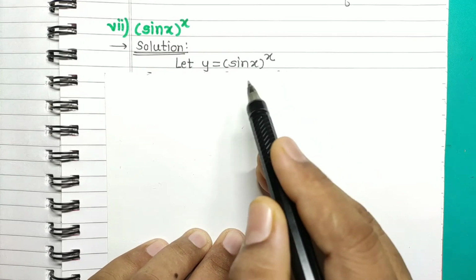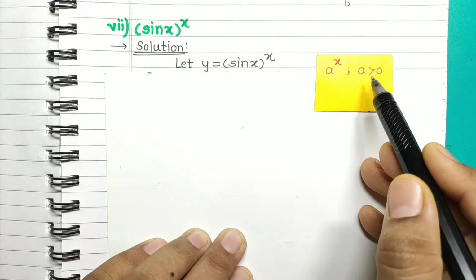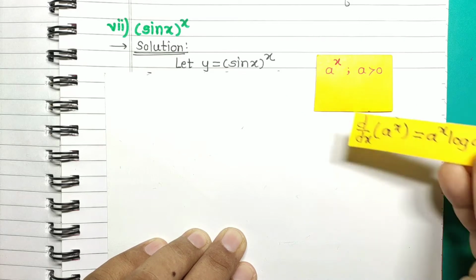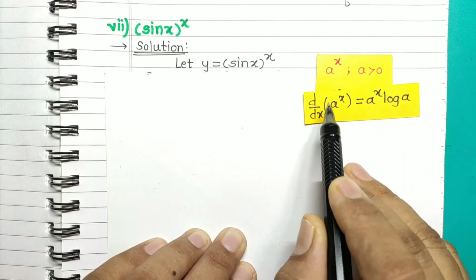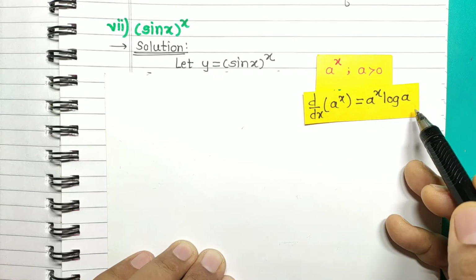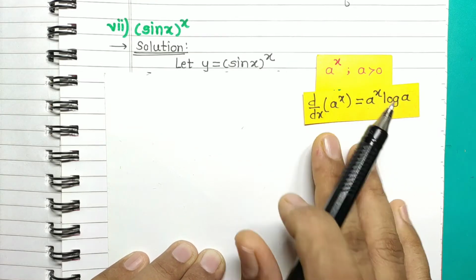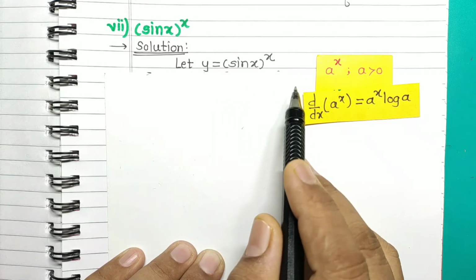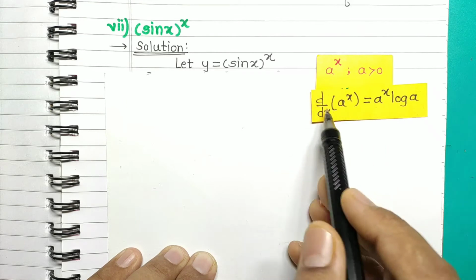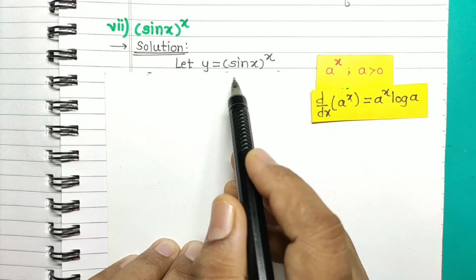So you notice one difference here. See, we are familiar with this function a raised to x for which a is greater than 0, and for such exponential function we have a standard derivative formula. See, derivative of a raised to x is a raised to x into log a. Here a is a number greater than 0. And you notice the difference between these two functions. See here, you notice carefully that we cannot use this standard formula for evaluating derivative of such function.